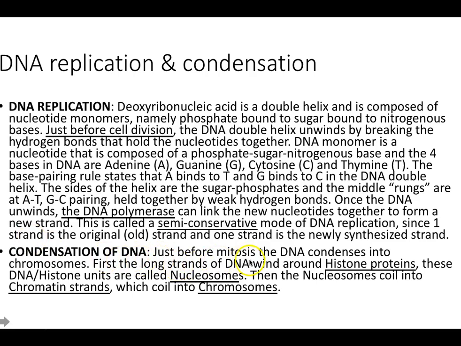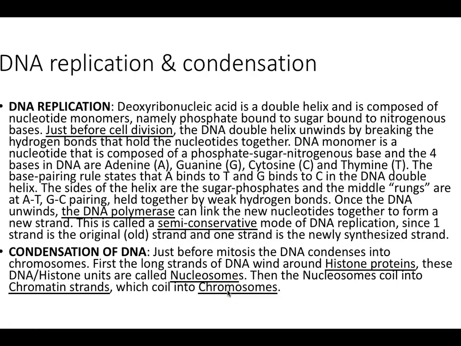So just before mitosis, the DNA condenses into chromosomes. The first condensation is DNA winding around histone proteins. The second is when the histone proteins with the DNA wind around each other to form a nucleosome. The nucleosomes coil into chromatin strands, and then these chromatin strands will condense into chromosomes.